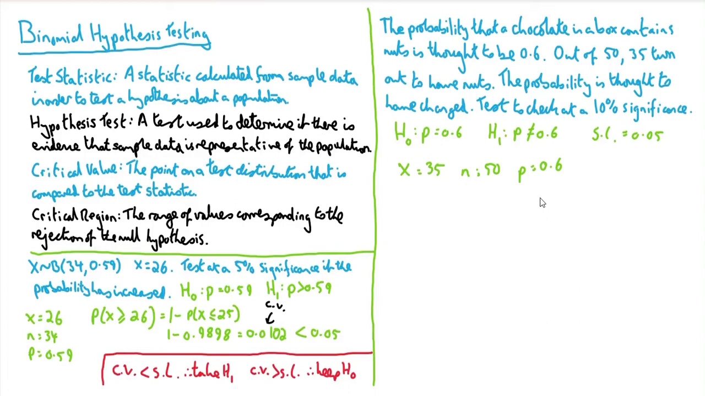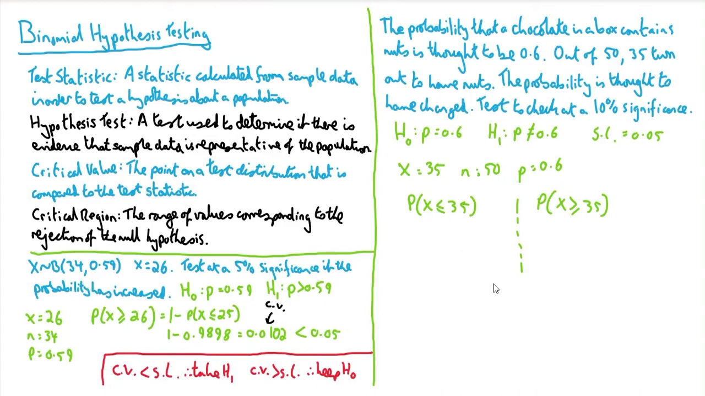However here now, whereas before we could simply set up a probability notation of x is greater than or equal to 26, because we don't have a direction here, this time when we set up our probabilities, we need to do one of each. Essentially we're going to do the method twice. So once we're going to do it where x is less than or equal to 35, and then we'll do it again where x is greater than or equal to 35.